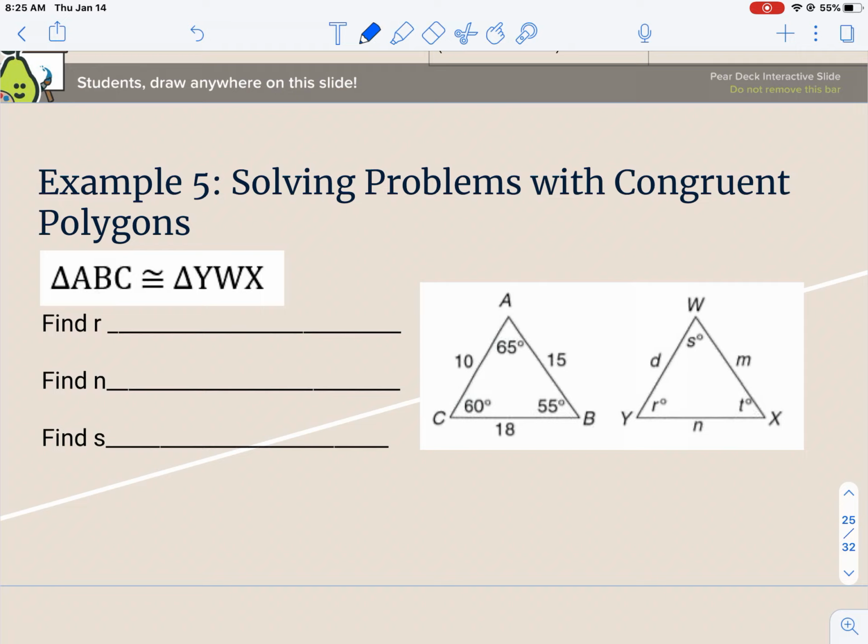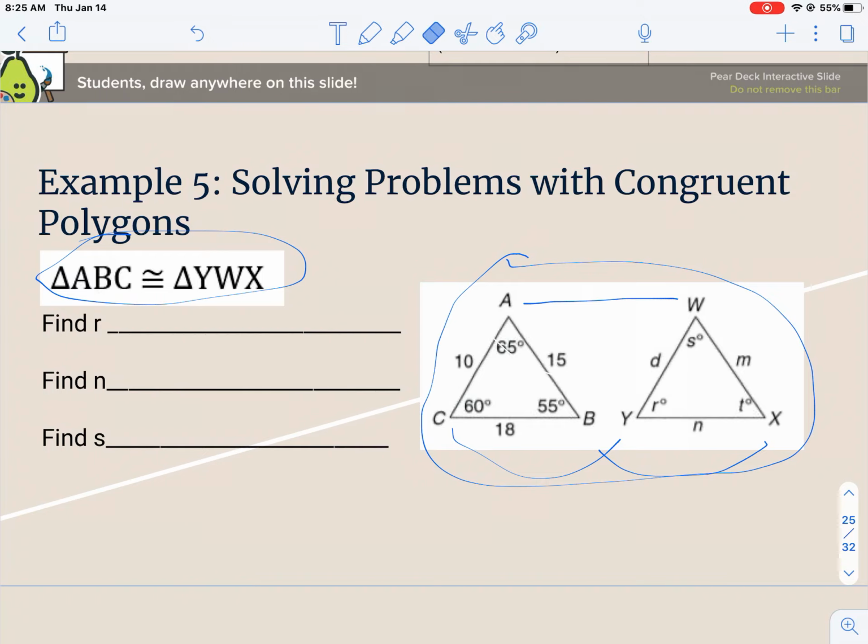So now what can we do with this? We can use this to solve problems. Usually we'll be given a congruence statement and they're going to ask us to find different values. I'm given triangle ABC is congruent to triangle WYX. Now you need to be careful. Just because these are oriented the same way does not mean, oh look, A and W are the same, B and X are the same, Y and C are the same. You can't just look at it and say that, unless there are slashes and arcs, then you could. But notice up here, angle A and Y, B and W, and C and X are the same. So it's sort of like they were flipped over, okay?